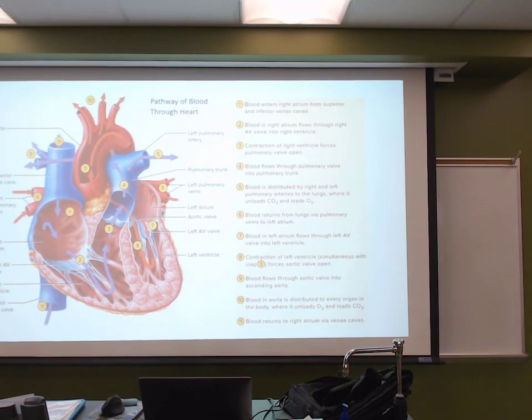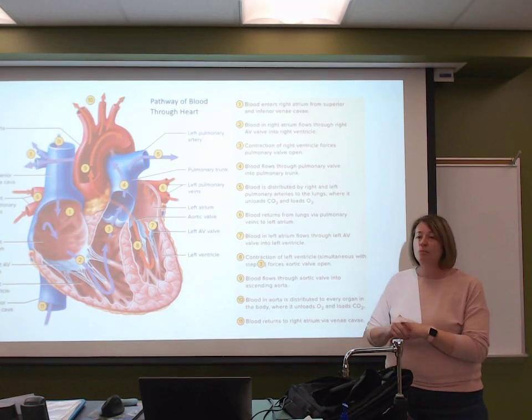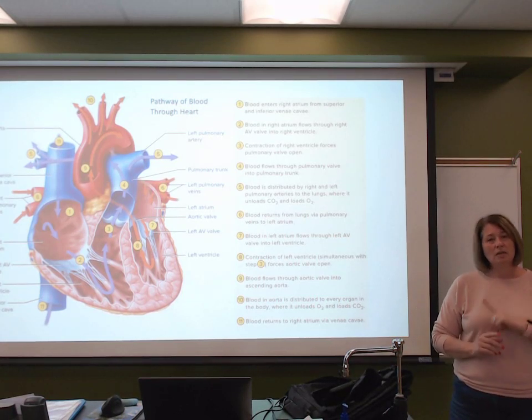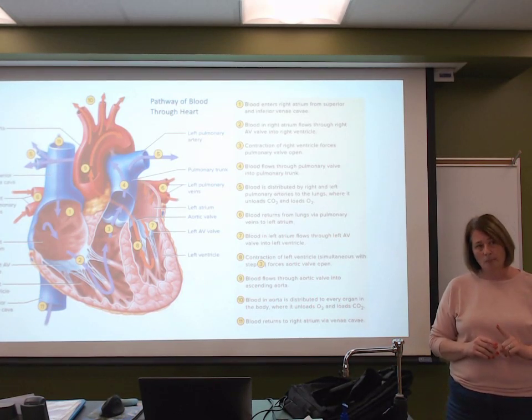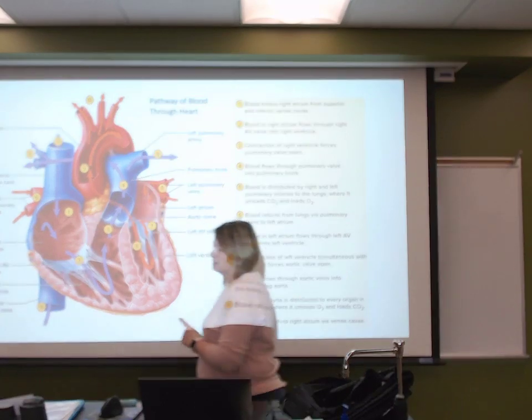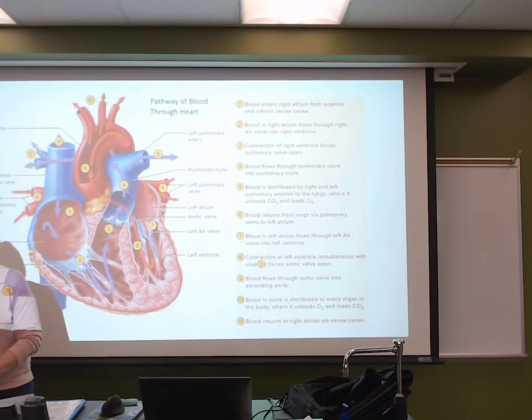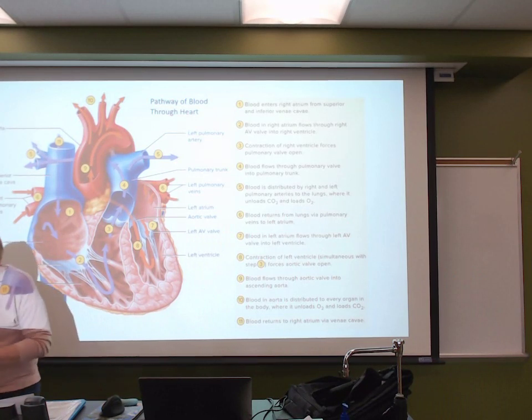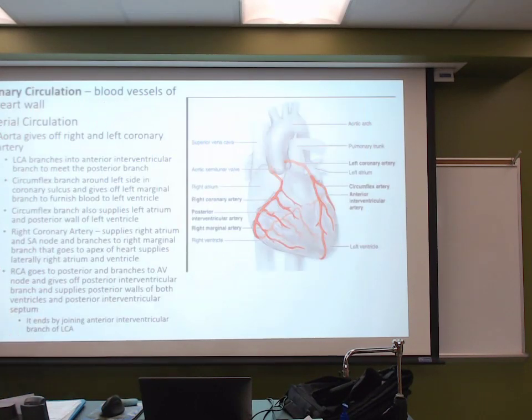So that is our pathway based on one cardiac cycle. Enter into the right atrium, go to the right ventricle, go to the lungs, return to the left atrium, come back and go to the left ventricle and go to the aorta.